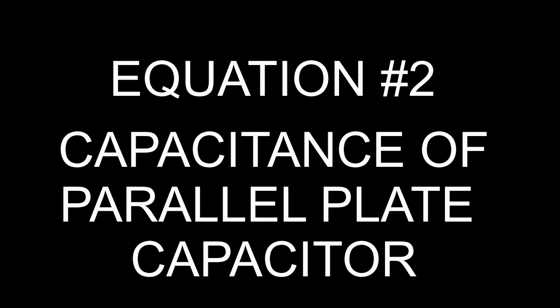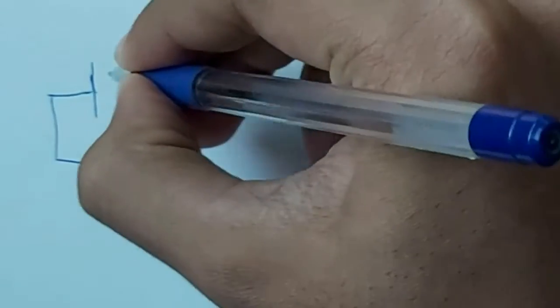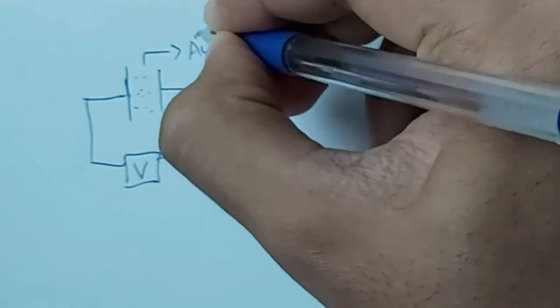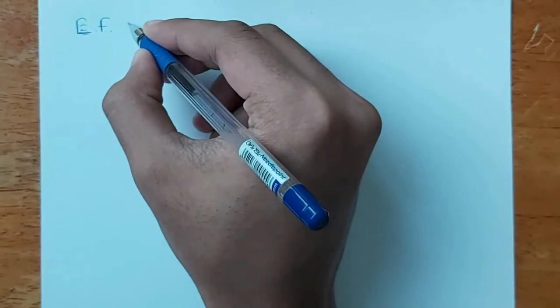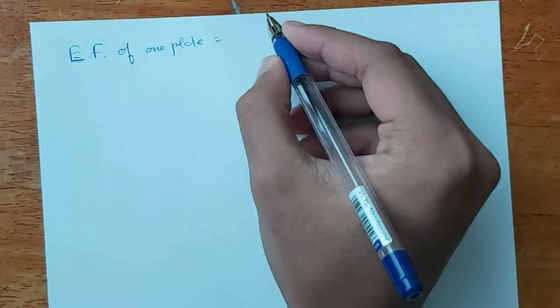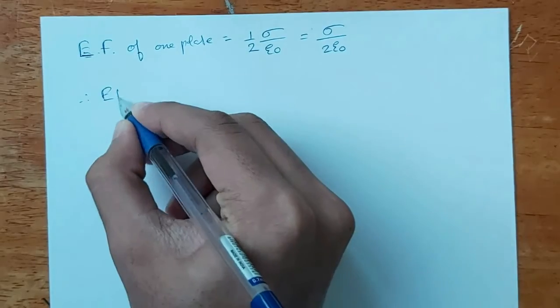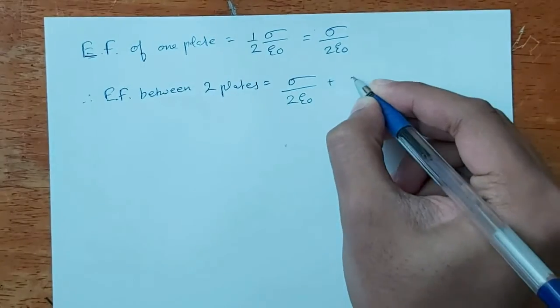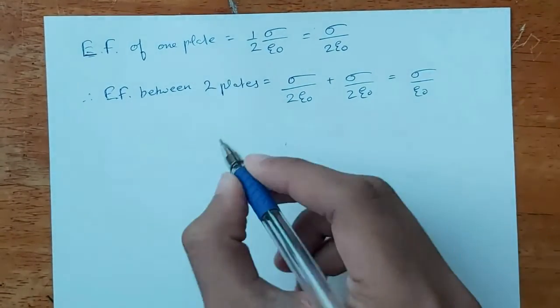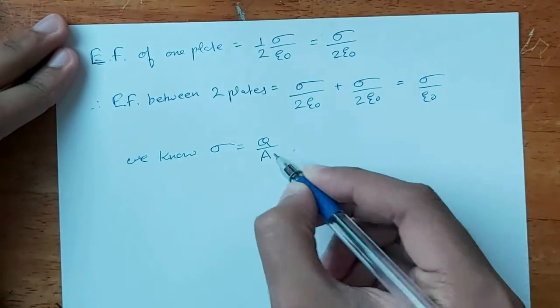Equation number 2, the capacitance of the parallel plate capacitor. So a parallel plate capacitor is basically two conducting plates separated by a small distance. So the electric field of one plate is given by the equation rho by 2 epsilon 0, where rho is the charge density and epsilon 0 is 8.85 times 10 raised to minus 12 coulomb square per Newton meter square. Now we add the electric fields between both the plates and we get rho by epsilon 0, and then we substitute rho for Q by A, and then we get Q by epsilon 0 times A.